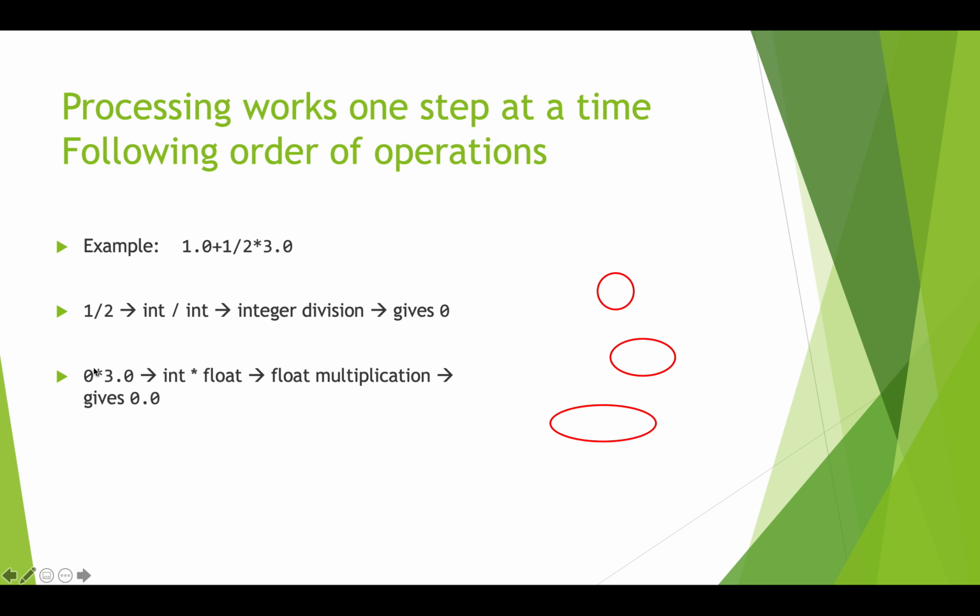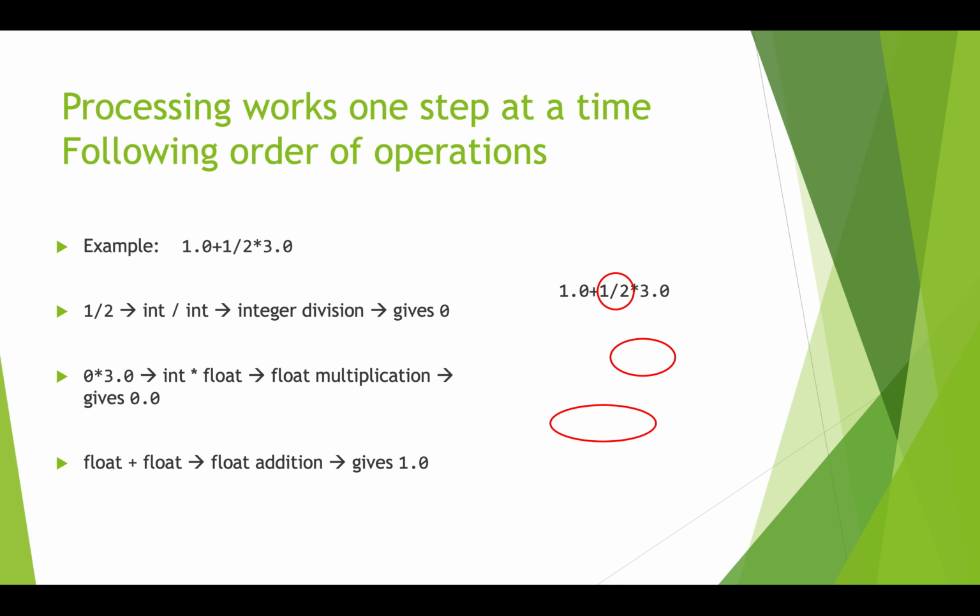Then we're going to take that 0 and do the next operation, which is the multiplication. So 0 times 3.0. This is an int times a float, so this is going to do float multiplication and give us a float result. It's going to give us 0.0. And then we're going to have 0.0 plus 1.0. So this is a float plus a float. We're going to do float addition, and it's going to give us 1.0.